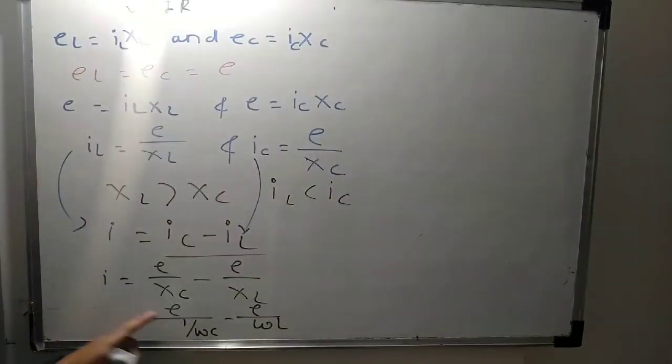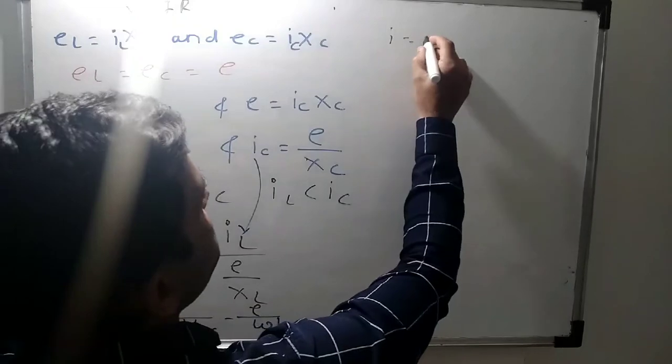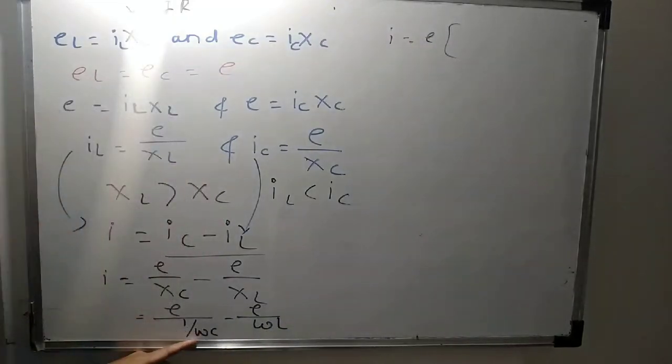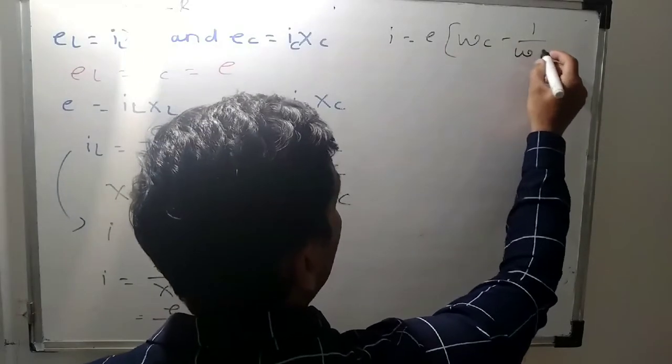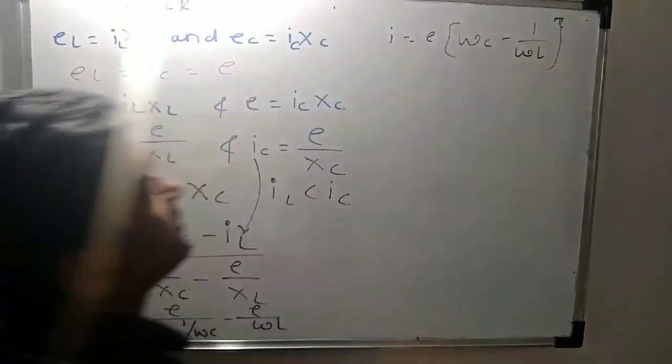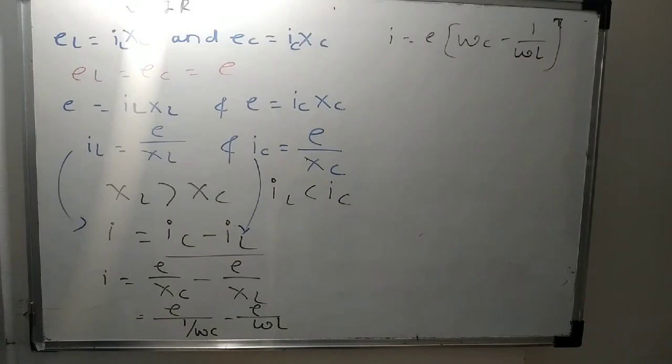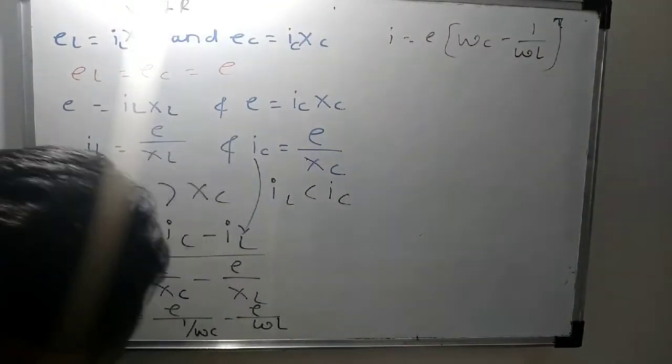So we can take the E outside. I is equal to E, in brackets, omega C minus 1 by omega L. This will be the equation for the I. After this, what is the impedance?